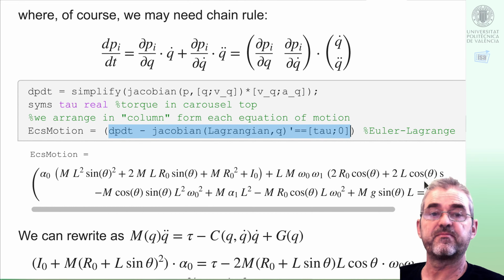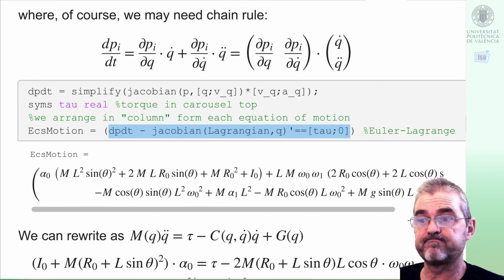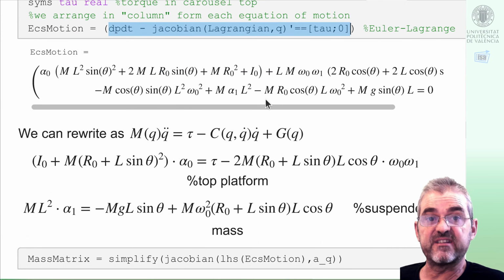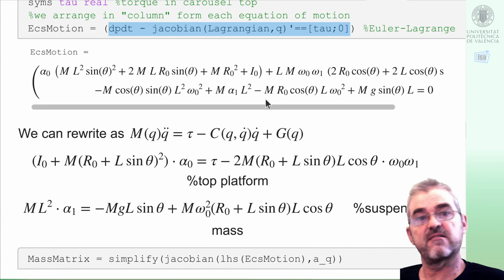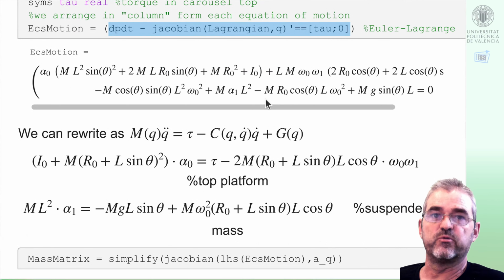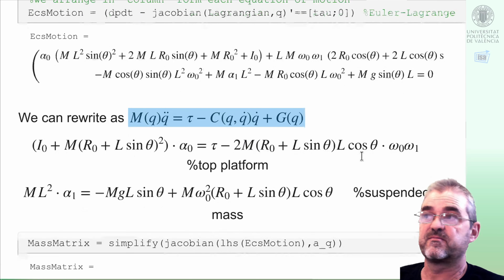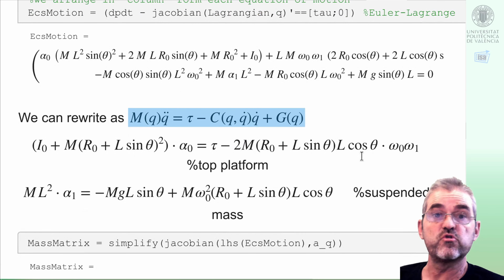So at the end, MATLAB obtains this thing here as the equations of motion that, okay, they are correct, we can work with them, but in most books in mechanics or robotics, these equations of motion are equivalently rewritten by just leaving accelerations at the left-hand side and things that do not involve accelerations at the right-hand side. So this is the usual way you will find the equations of motion in robotics books, for instance.